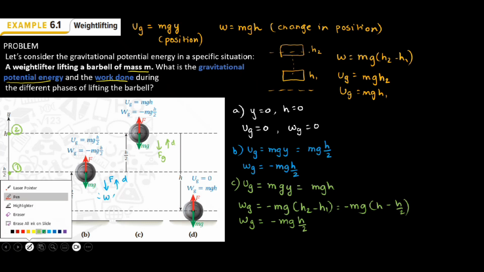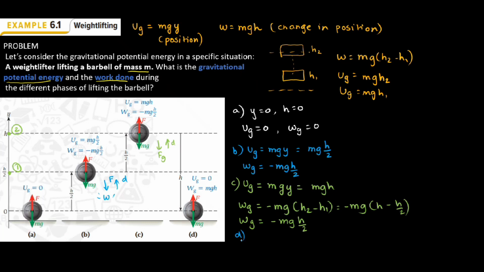The last part, part D. Here the object is brought back down to the reference point. Since at the reference point my position along the y-axis is 0, potential energy at this point will be 0 because y is equal to 0. Work done, on the other hand, will be mgh.